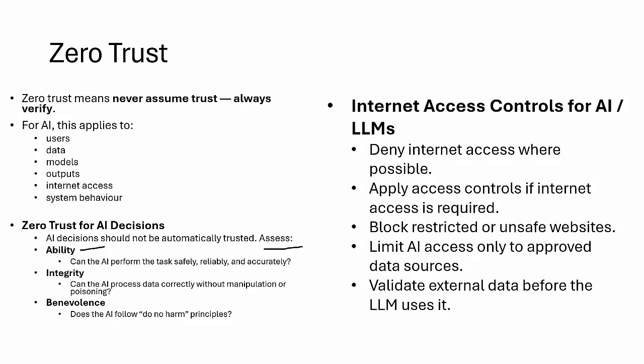The key controls we need here: first, deny internet access where possible. It means do not allow AI to browse the internet unless there is a real business need. Second, apply access control if internet is required. Define who can access, what can be accessed, and where the AI can access. Third, block restricted unsafe websites, using URL filtering, spam filtering and all that. More important is to limit the AI's access only to approved data sources, and do not allow the LLM to use external data blindly.